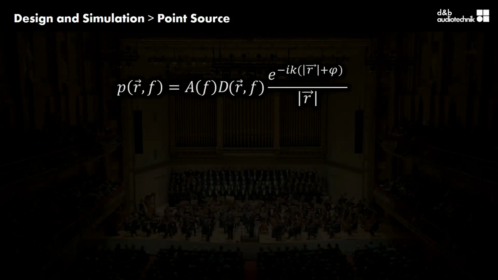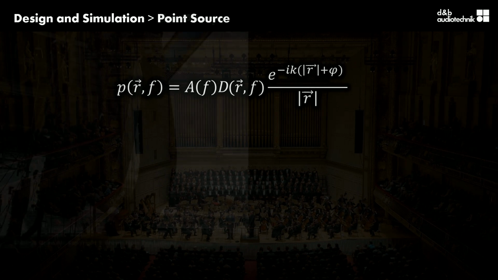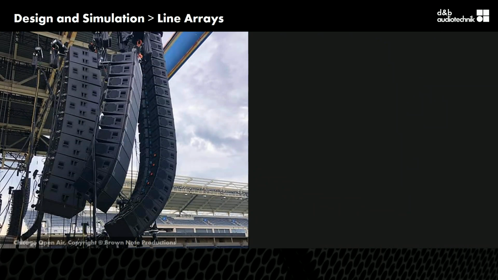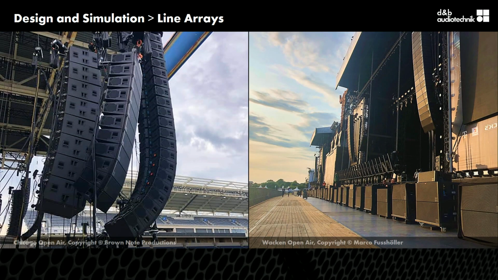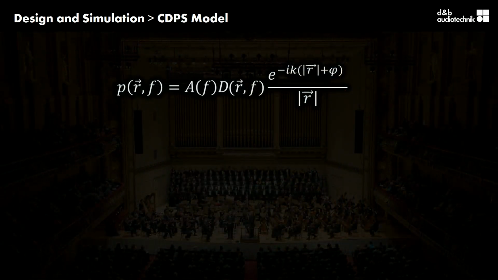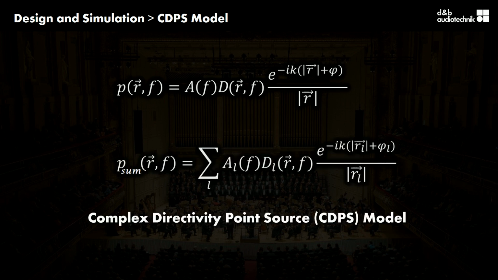So that's how we obtain the term D in our equation for the sound pressure of a single point source. However, line arrays are not composed of just one single point source, but rather several. Sometimes actually quite a few. So how do we go from a single point source to a complete line array? Well, according to what we call the complex directivity point source model, or CDPS, we just sum up all the point sources.